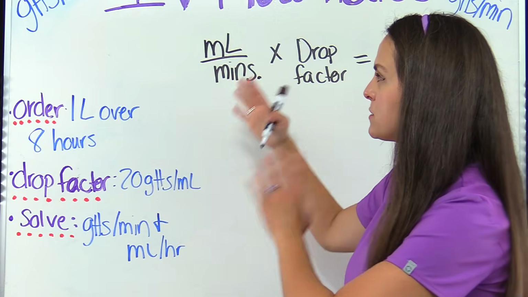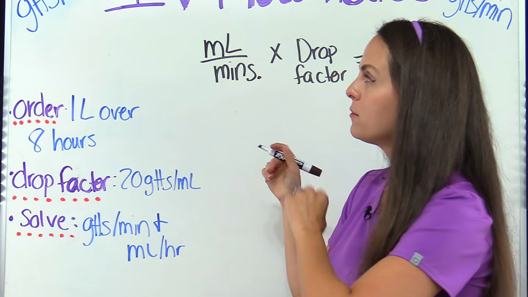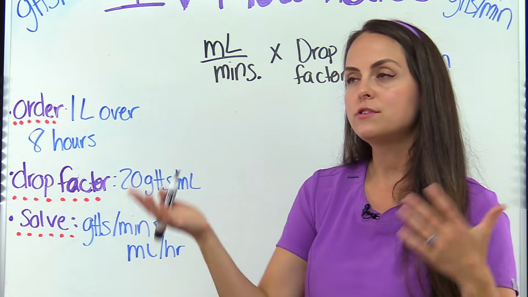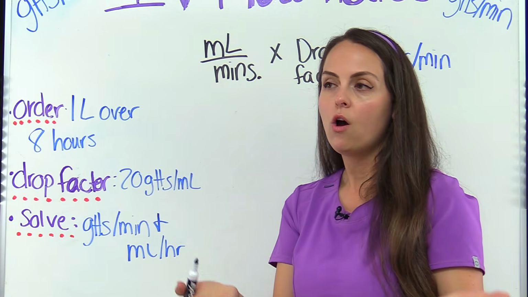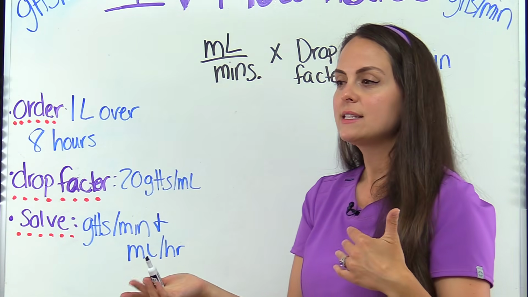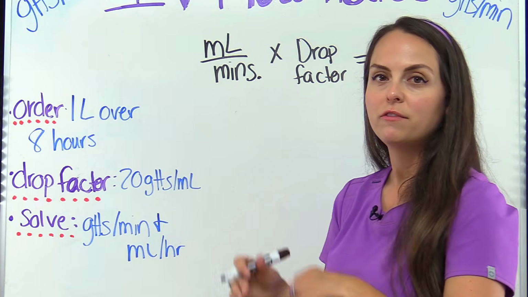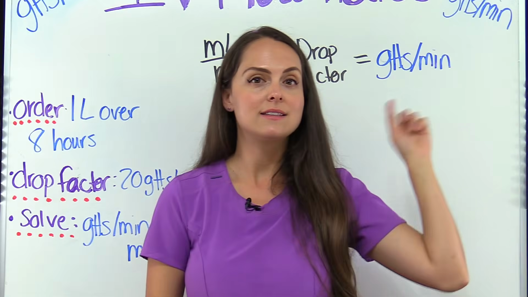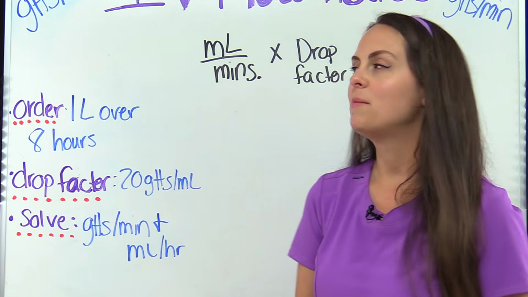And the reason I threw this problem in and made it a little bit different than the other ones is because whenever you are solving IV flow rate problems, you will have to solve for sometimes the hourly rate or for the drops per minute. So I wanted you to get familiar with that as well. If you need more explanation on solving for the hourly rate, you can access this video up here and I go into detail about that.